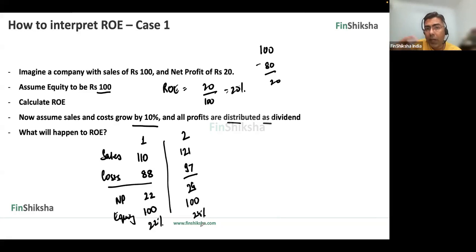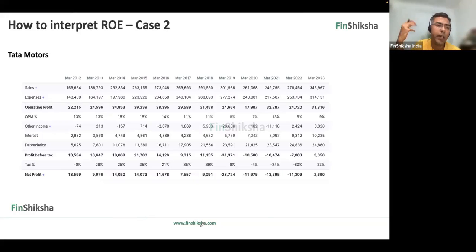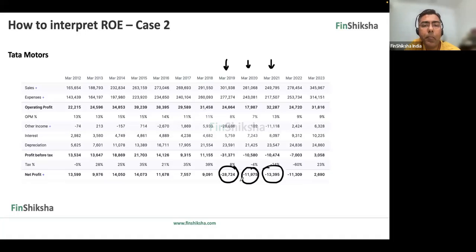This also extends into some other interesting phenomenon. To take another example, which is a big challenge with return on equity. So case two, we pick up Tata Motors, and I want you to specifically focus on years 2019, 20, 21. What is the net profit? There's a loss, there's a loss, there's a loss. Correct? Now, these losses are a problem, but you would realize that most of these losses were actually coming from exceptional losses.